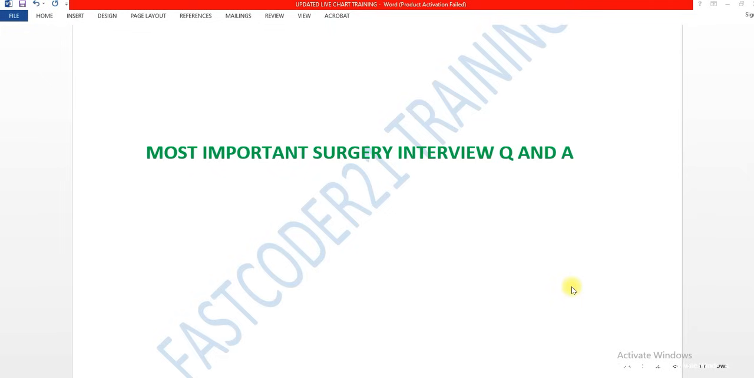So next, what is a global period? Post-operative period, or 10 days recovery is minor and 90 days is major. So basically, you need to tell the definition here.